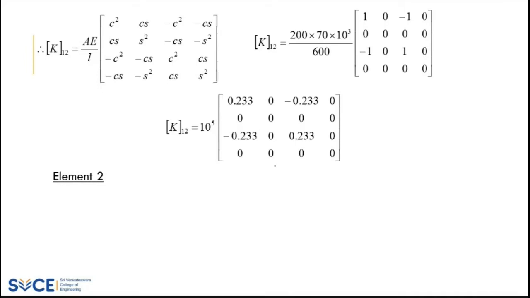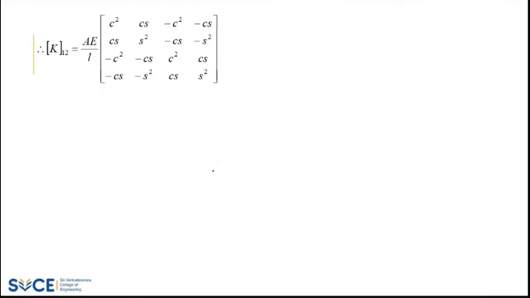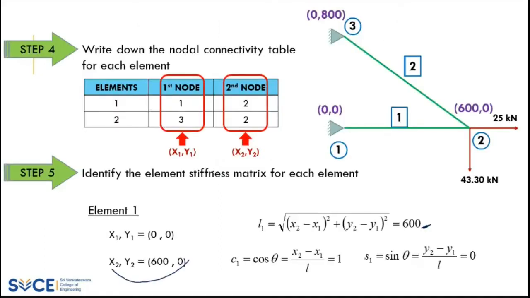So next we'll go for element 2. If I consider element 2, think about it. The first node is 3, so x1, y1 is 0, 800. The second node is 2, so x2, y2 is 600, 0. So be careful in this.